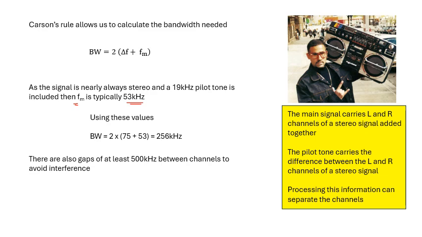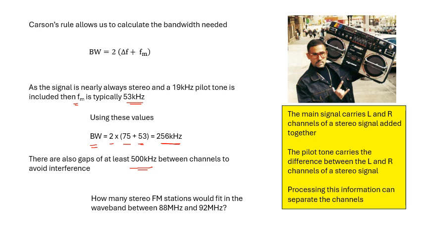And so the bandwidth, and it would be worth remembering these numbers because I've seen them on exam questions, is 2 times 75 kilohertz, which is the maximum allowable frequency deviation, plus 53 kilohertz, which gives 256 kilohertz. Okay. Then we need the gaps between the channels. We need 500 kilohertz gaps between the channels so that they don't interfere with each other.